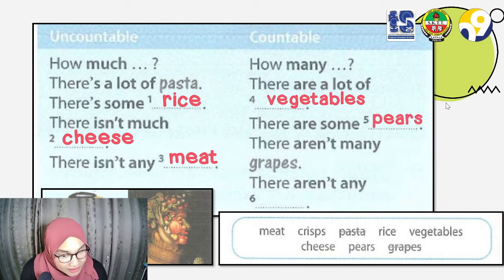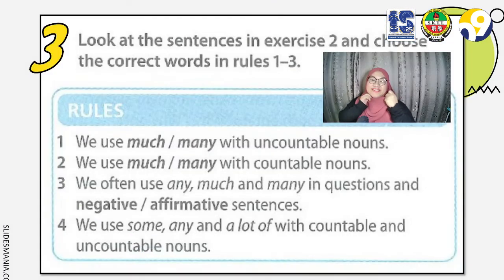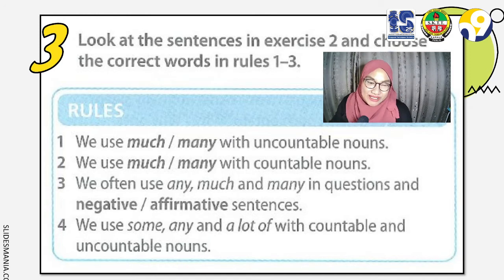And number 5, we have there are some pears. And the last one, there aren't any crisps. Alright, so for this exercise, I will put myself right on top over here if you don't notice. So what you have to do for exercise 3 is, based on exercise 2, we are going to choose the correct word to complete these rules.